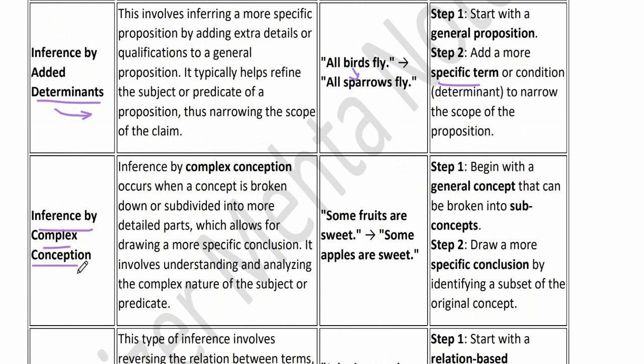Inference by complex conceptions. Some fruits are sweet, so some apples are sweet. Instead of fruits, we say some apples are sweet. Inference by complex conception occurs when a concept is broken down or subdivided into more detailed parts. Okay, so inference by added determinant means a substitute for the birds, whereas here it is more of a quality. So fruit as an apple. Begin with a general concept that can be broken into sub-concepts. Draw a more specific conclusion by identifying a subset of the original concept. Okay, it looks almost similar to that.